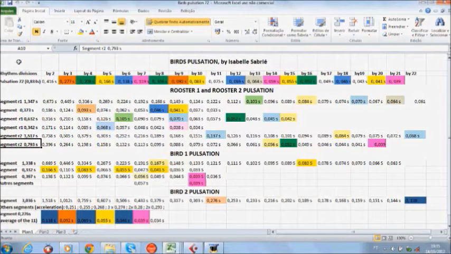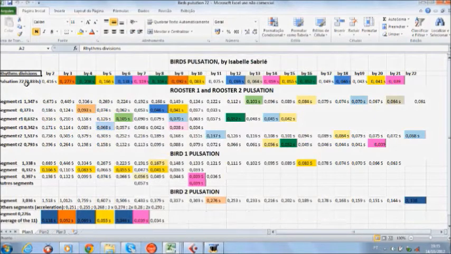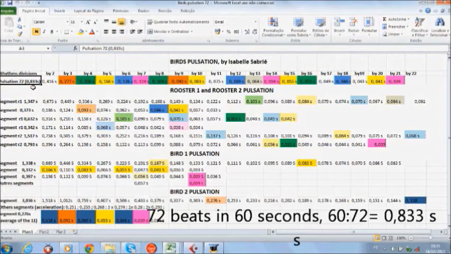Here we see rhythm divisions. What does that mean? By 2, by 3, by 4, by 5, by 6, and so on. For example, on the pulsation 72. What is pulsation 72? This is it. It means that you have 72 beats in 1 minute.